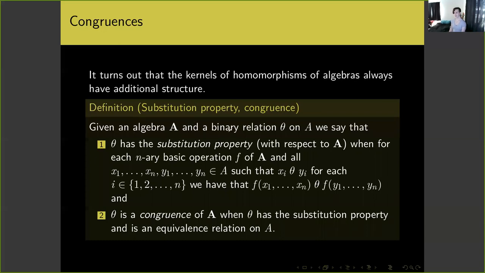If we have an algebra A and some binary relation theta on just the underlying set, the universe of A, then first of all, we say that theta has the substitution property with respect to the algebra A when for each n-ary basic operation f of A and all possible values of x1 through xn, y1 through yn, so that each of the xi, yi are related by theta, we have that f of x1 through xn is related to f of y1 through yn. That's what it means to have the substitution property.